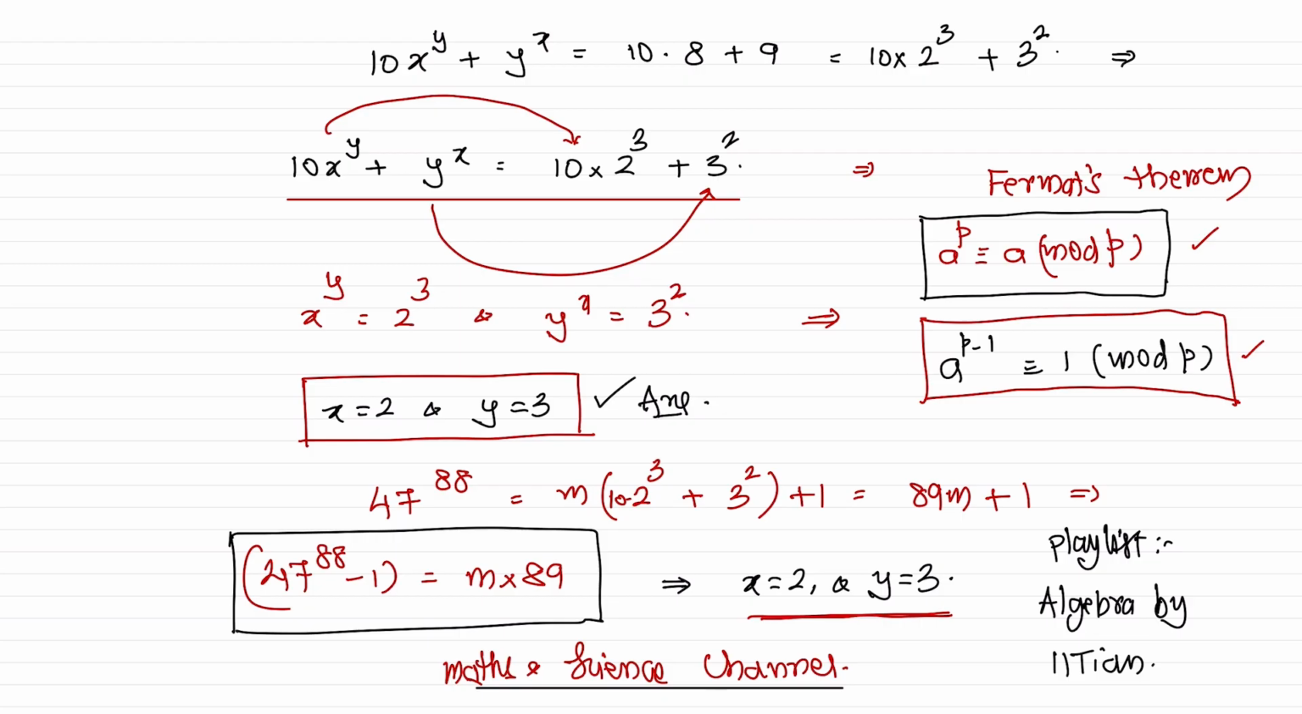Ultimately, the answer is x is equal to 2 and y is equal to 3. One equation, one theorem, and 2 variables. That's solved. With big, large exponential values, like 47 to the power of 88 is a very big, very large number, which cannot be done manually.